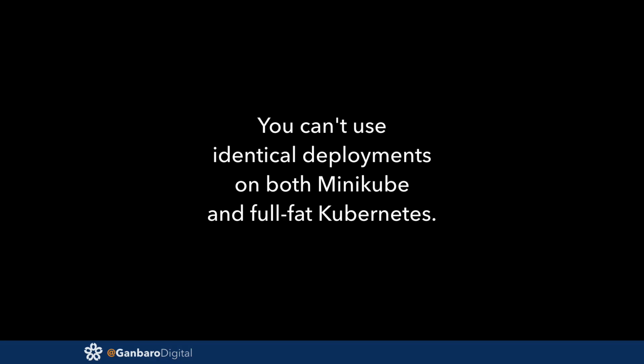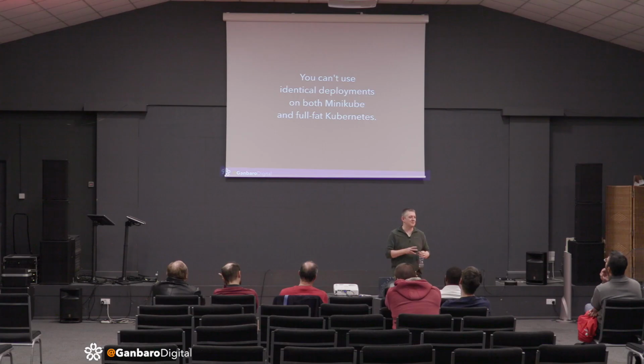Because of these differences, you can't write the same set of deployment instructions to deploy things on both Minikube and full-fat Kubernetes. You end up maintaining two separate sets of install instructions. That can be a pain if you're installing a lot of systems, so it's something to be aware of. You can run your workloads, but you've got a lot of maintenance overhead to do so.